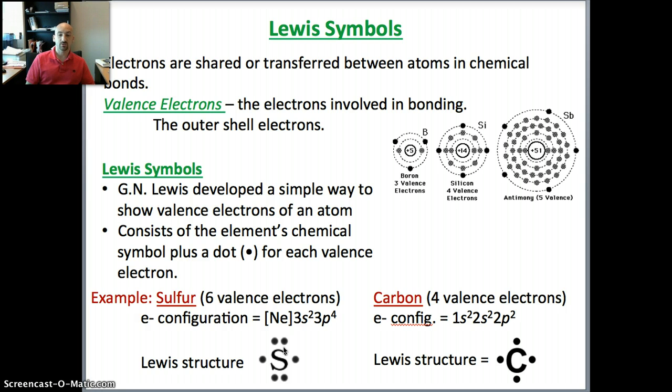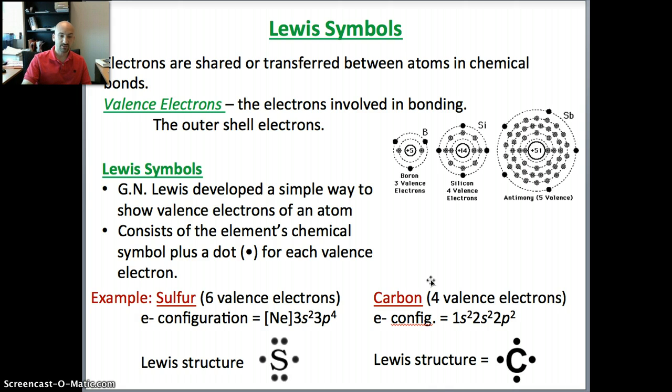And these electrons which are involved in bonding are what we call the valence electrons, okay, because they occupy that outermost shell. And we can see that in these examples where boron has 3 valence electrons, silicon has 4, and antimony has 5. And so a simple way of showing these valence electrons rather than having to draw out all these structures was developed by G.N. Lewis, okay, and it consists of writing the element's chemical symbol and then surrounding that by dots for each valence electron, okay, and these are called Lewis structures.